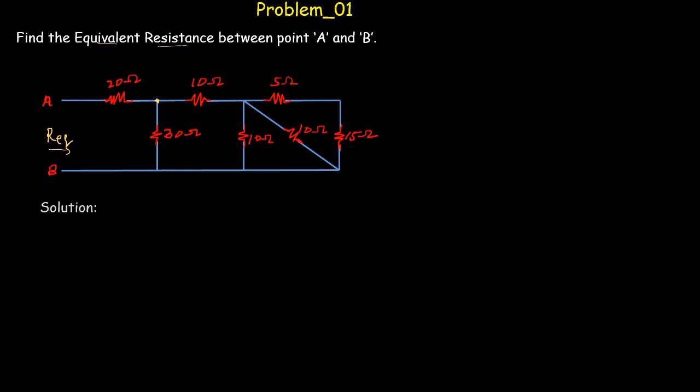Let's say the potential at this point is VA, and the potential at this point is VB. So the potential at this point will be different from the potential at this point because there is a resistor connected between these 2 points.